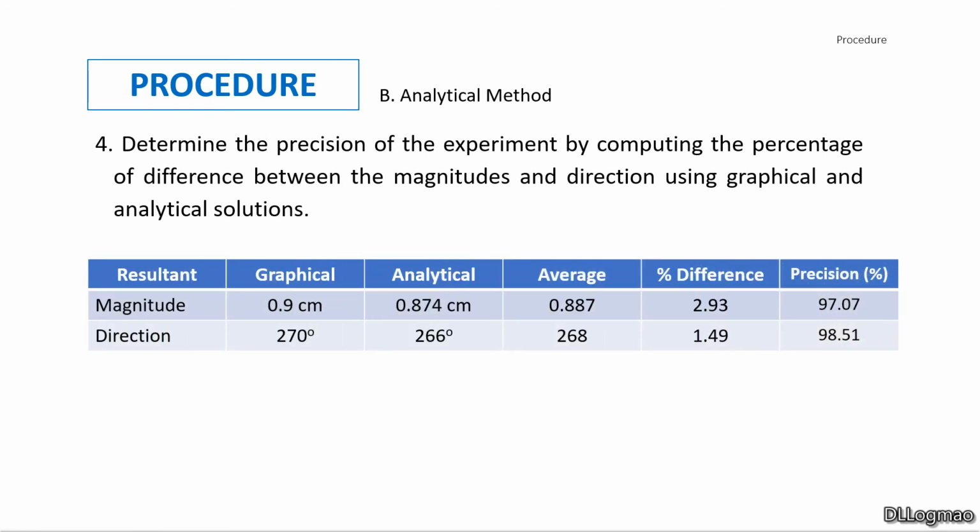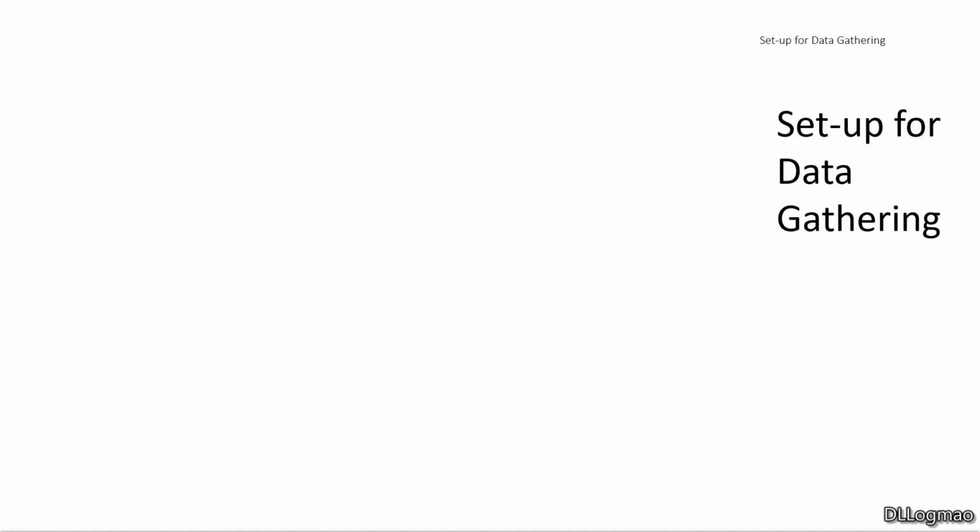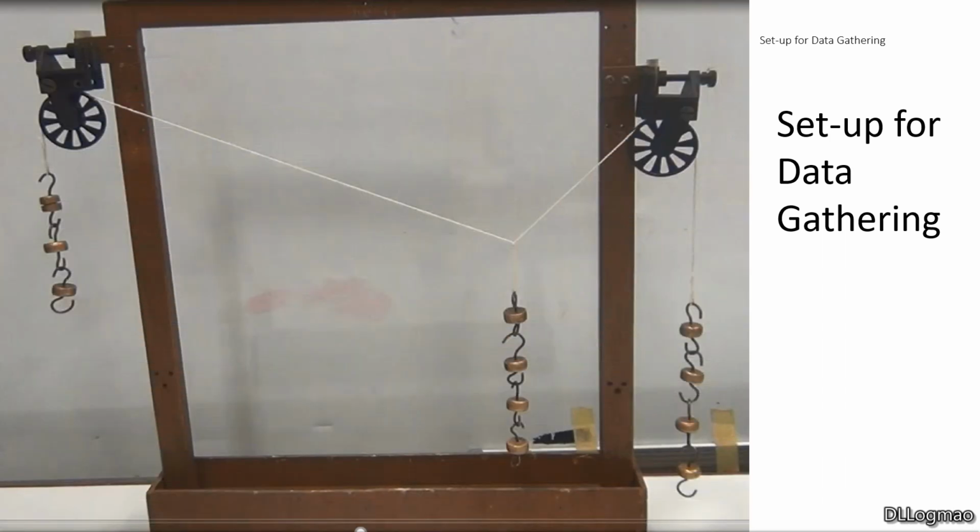Now for this experiment, this is the setup where you will gather the data. Take note of the number of hooked weights hanging on the left, right, and center cords. When traced, the right, the left, and the center chords.